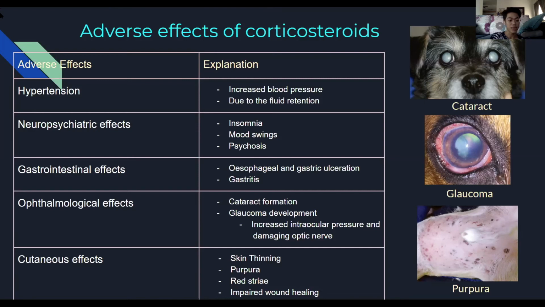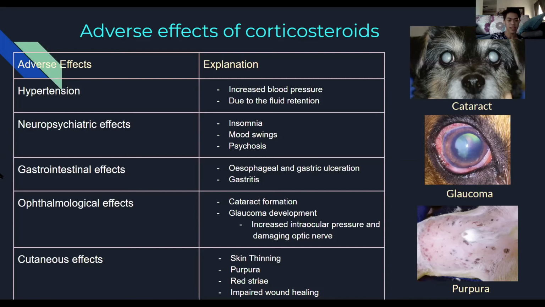Next is neuropsychiatric effects. Corticosteroids have been shown to cause insomnia, mood swings, and even in severe cases, psychosis. Next is gastrointestinal effects. Corticosteroids have been shown to cause esophageal and gastric ulceration and also gastritis.